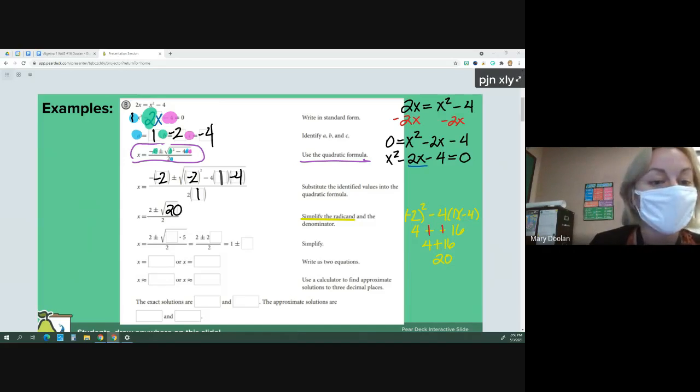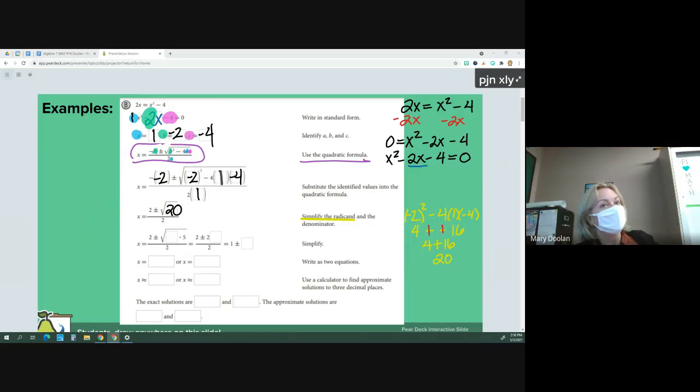But when I look at the square root of 20, well, 20 is not a perfect square, so in order to simplify that, what I would have to do is rewrite it as a product of 4 and 5 because 4 is a perfect square. So when I take the square root of 4, I get 2, but I'm still left with the square root of 5. So the square root of 20 is actually equal to 2 times the square root of 5. Simplifying this, I could factor 2 out of those 2 terms and then divide it with the 2 in the denominator. So what I'm really left with is 1 plus or minus the square root of 5.